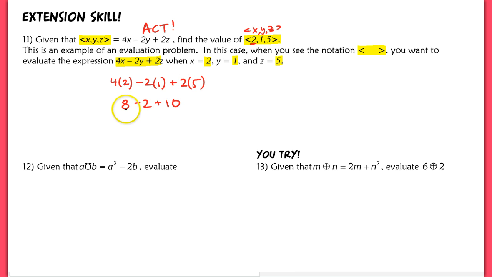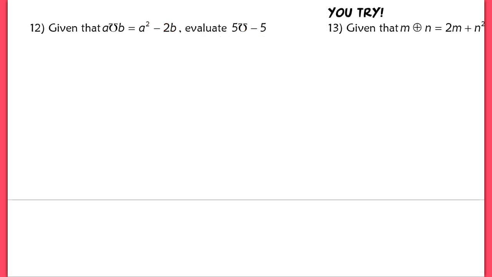Now in my calculator, I can stick all this in at once. 8 minus 2 gives me 6, plus 10 is 16. So even though it started off being kind of a weird question, it's not too bad once we realized what we're supposed to do. Okay, we're going to finish off the lesson here with number 12, and then you're going to try number 13 on your own.